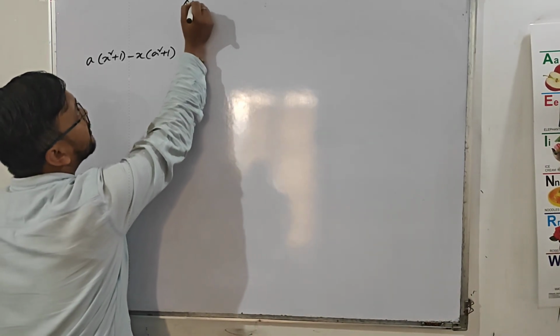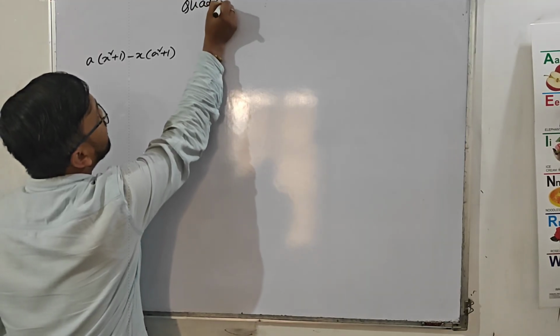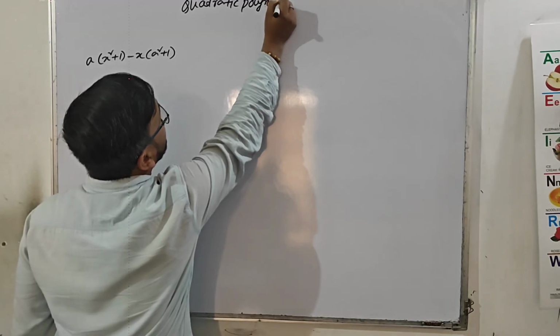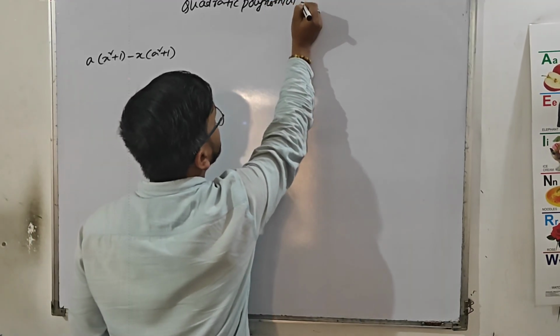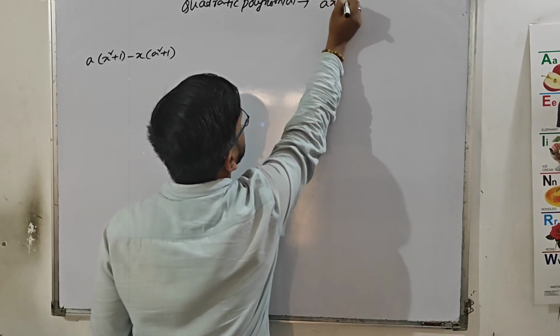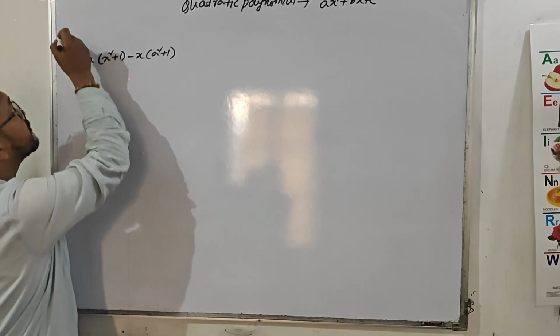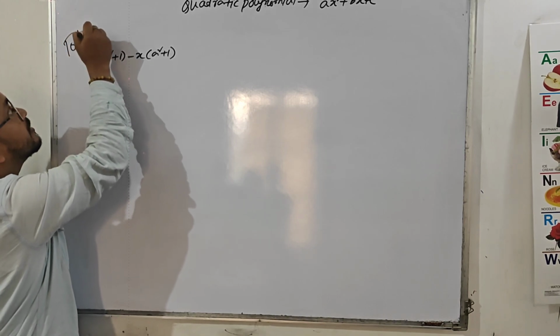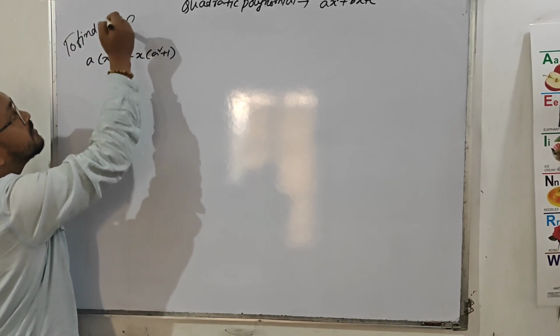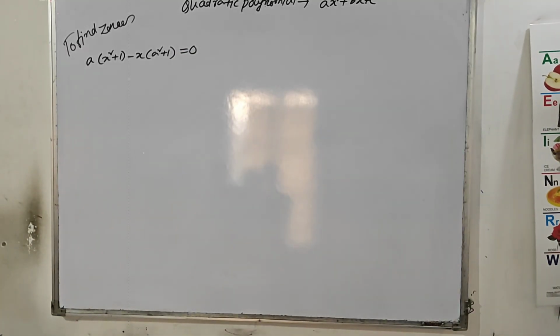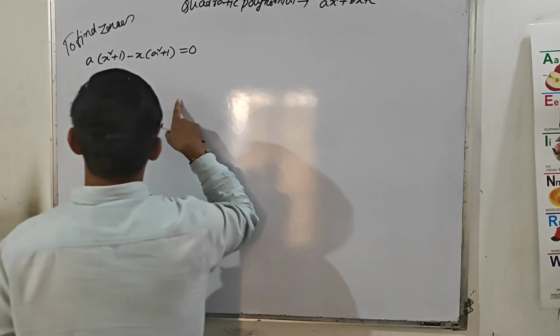Remember, a quadratic polynomial is denoted as ax square plus bx plus c. So for this, to find zeros, definitely I need to equate this with 0. Now my question to all of you, can you solve this question for x?